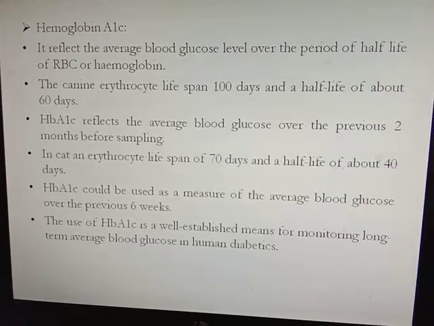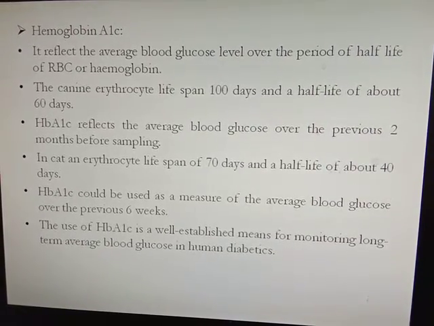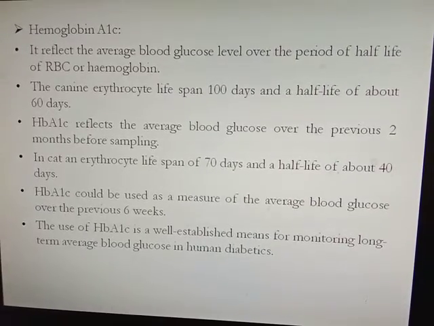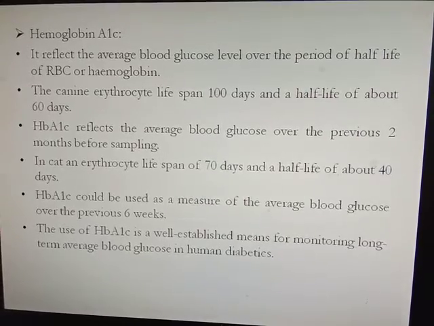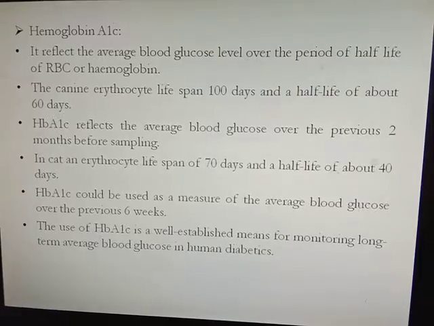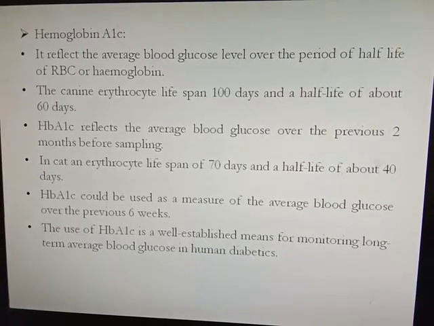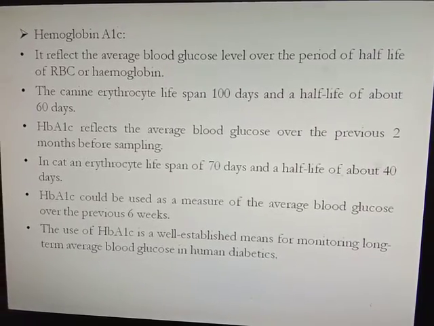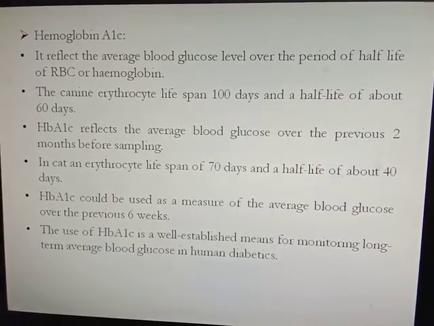For example, the canine erythrocyte lifespan is 100 days and the half-life is about 60 days. So when you estimate the hemoglobin A1C, it will reflect the average blood glucose over the 2 months before sampling, as 60 days is equal to 2 months. Whenever you collect blood from a canine and estimate the hemoglobin A1C, it will give the average blood glucose for the last 2 months.